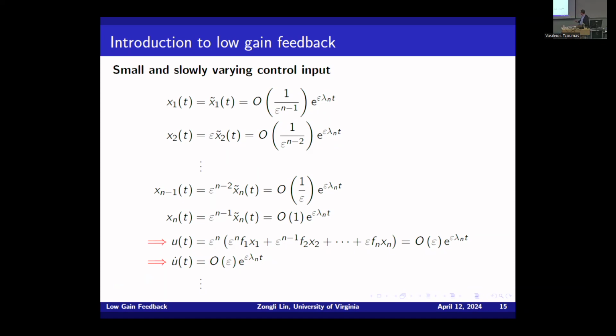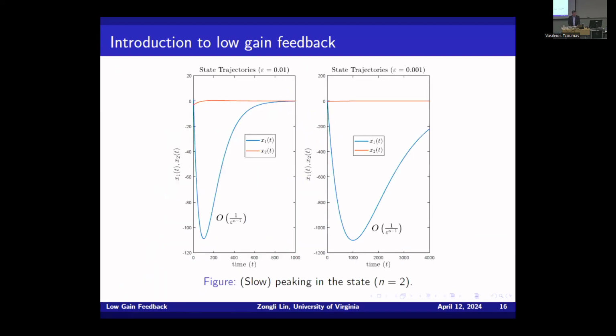And more than that, if we take the derivative of the control u here, it will also be of epsilon's order. So it means that under low gain feedback, not only will the magnitude of the control signal be small, the derivative of the control signal will also be small. That means you can avoid saturation in the magnitude and also in the rate. So this is the property.